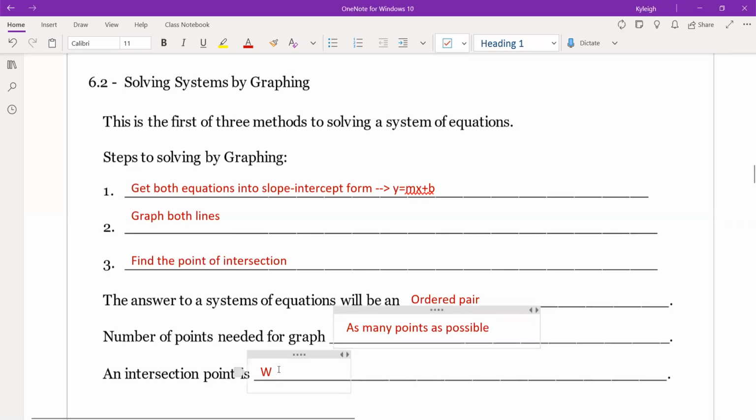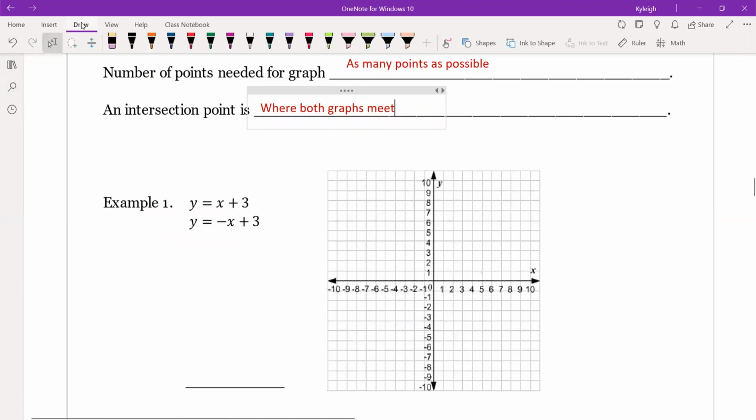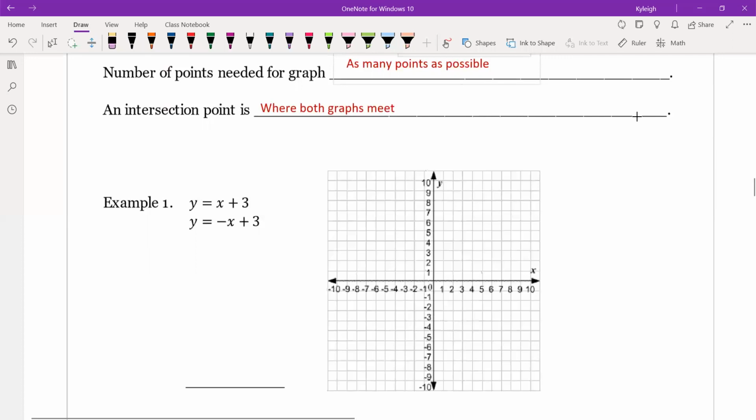Okay. And just to reiterate, the point of intersection is where both graphs meet. Okay, and it'll be obvious when we get there. So I recommend using the line tool in Kami, and I'm going to do that as well in here, the line tool. Okay, but not right this second. All right, so good news is both of our equations in example 1 are already in slope-intercept form. Okay, so all we have to do is graph them.